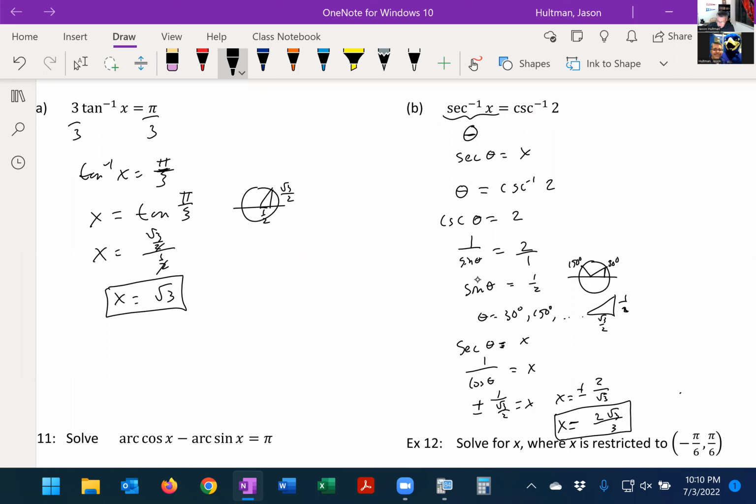So when we go back to this, the 150 isn't a solution. It's only that first value, 30, because the inverse cosecant of that is equal to 2. So for 150 it would not be the same thing. So it doesn't quite work.